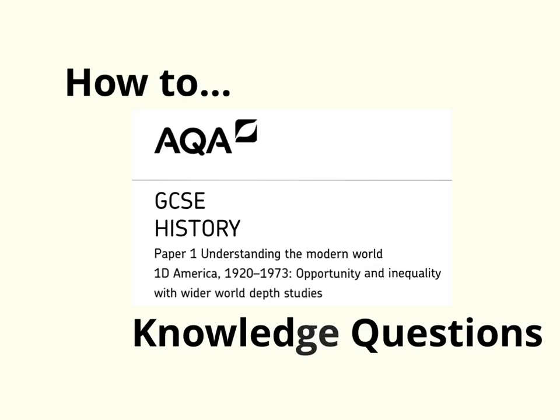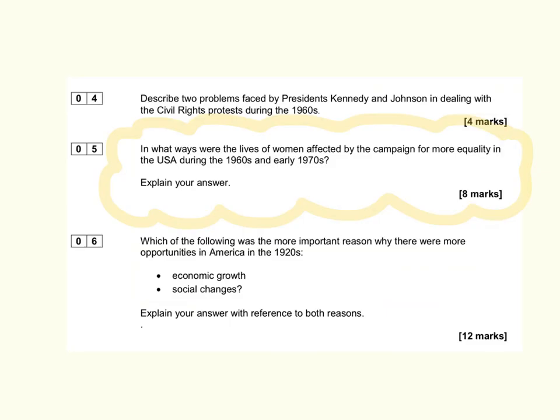Hi, and welcome to another video on how to do the knowledge questions for the AQA GCSE History Paper 1, Understanding the Modern World, and in this video we're going to be concentrating on the America 1920 to 1973 paper. And in this video we're going to show you how to do the 8-mark question that focuses on change.